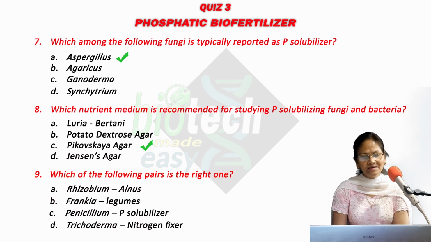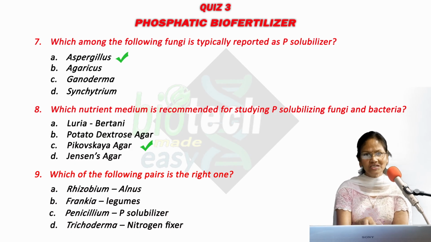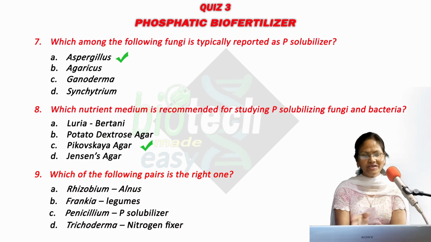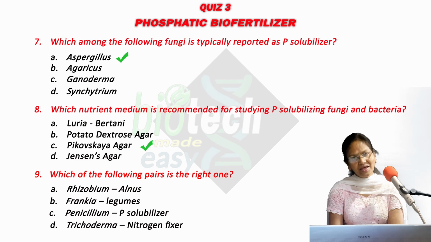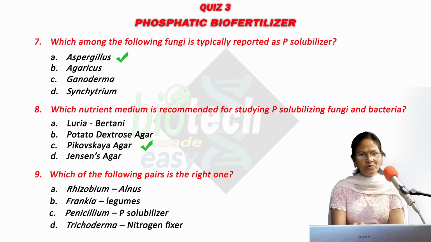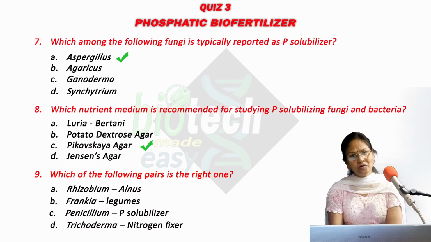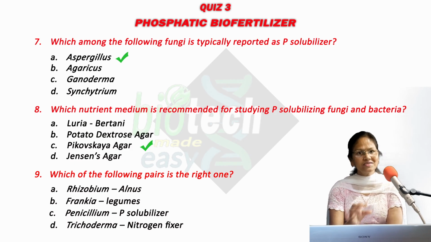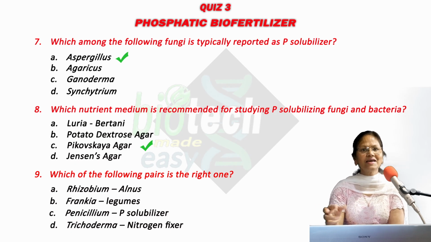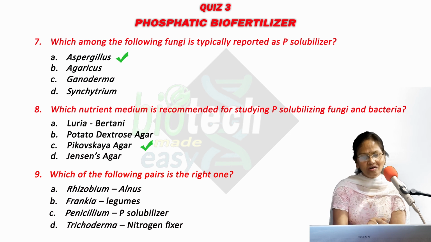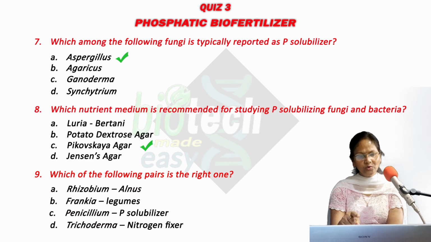Ninth one is, which of the following pairs is the right one? So here you have to find out which pair, meaning the pairing you have to see. Rhizobium and Alnus. Rhizobium, you all know that it is a nitrogen fixing bacteria, and it also forms the nodules because it is symbiotic, but it is not in a symbiotic relationship with Alnus. Alnus is also known as alder. Along with the alder, always Frankia is there, but here the options are Rhizobium, Alnus, so no.